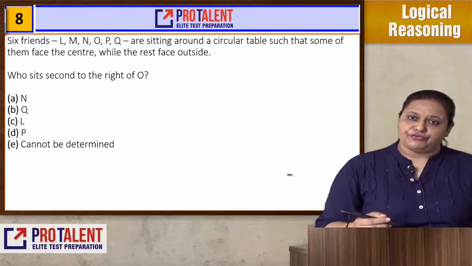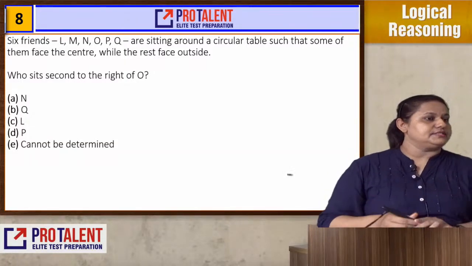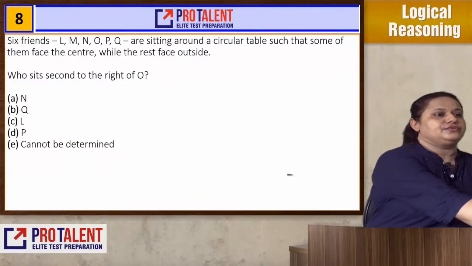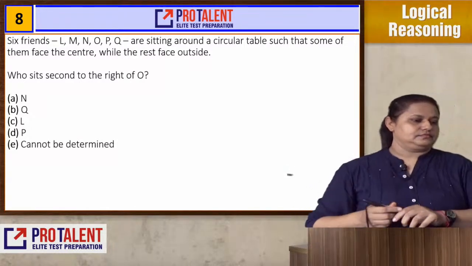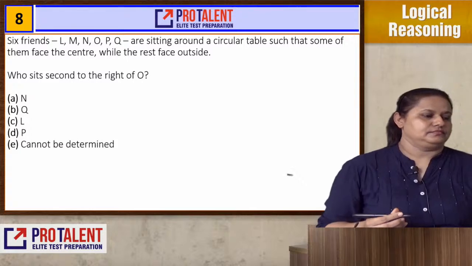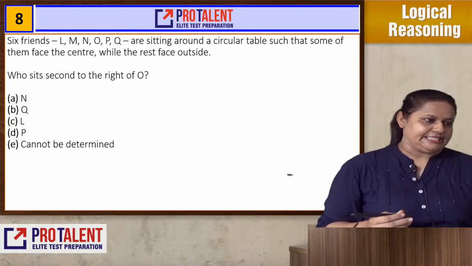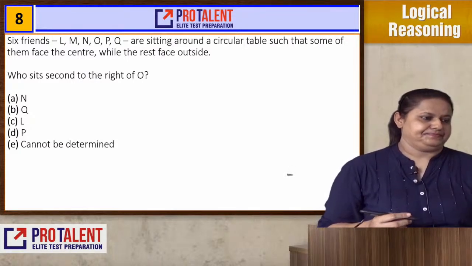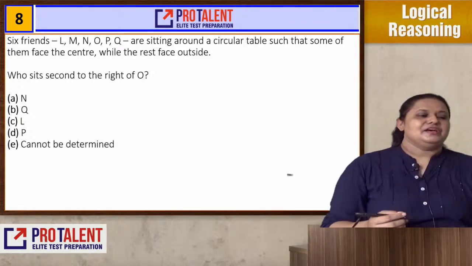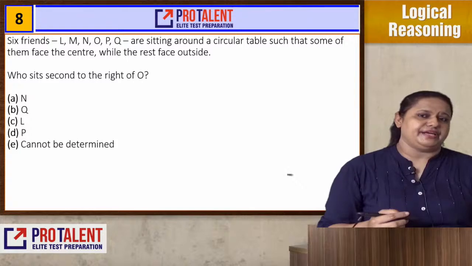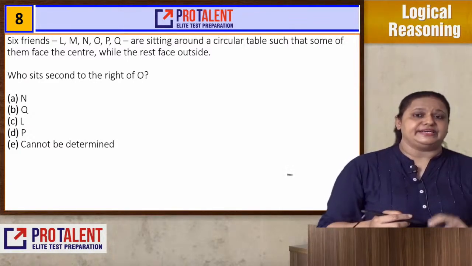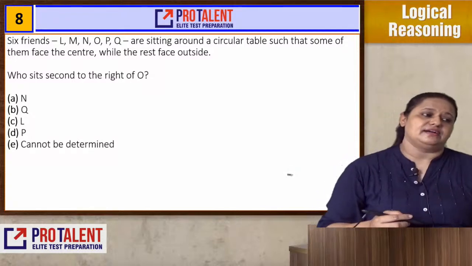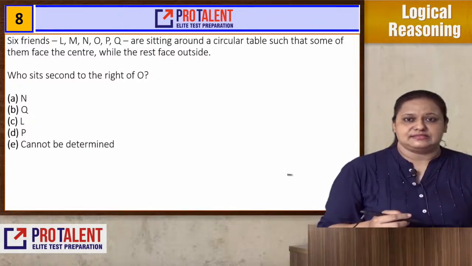Who sits to the right of O? Can I answer this question? Just answer this question. Who is sitting to the right of O? Question number 8. Vishwajit, take your time in solving it. Yes, because we don't know the direction of O, whether it is facing inside or outside, we can't determine. Okay, and hence the answer is going to be E.